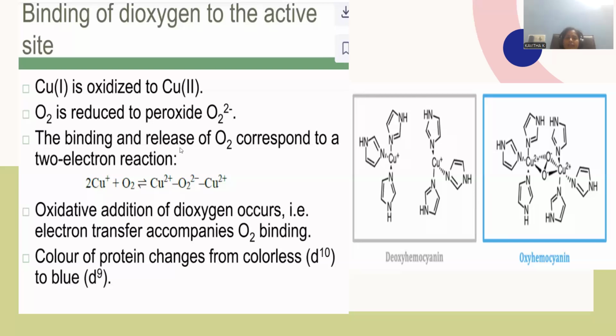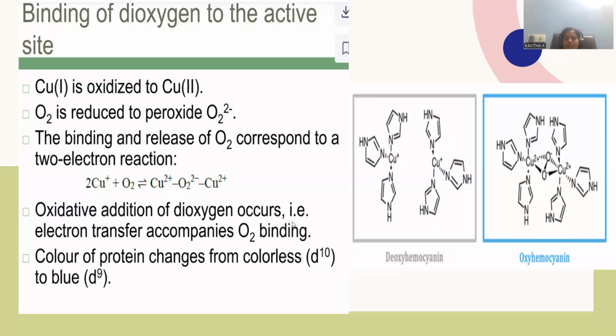The binding with oxygen among these two copper metals releases two electrons. So the binding and release of oxygen corresponds to a two electron reaction. If you observe, copper plus 1 binds with oxygen, giving rise to copper plus 2. Each individual copper releases one electron, being monopositive shifted to dipositive, so one electron per copper. The two coppers release two electrons. Those two electrons are accepted by the oxygen, giving rise to O2 2 minus. So copper is oxidized and oxygen is reduced, so it is a kind of redox reaction.